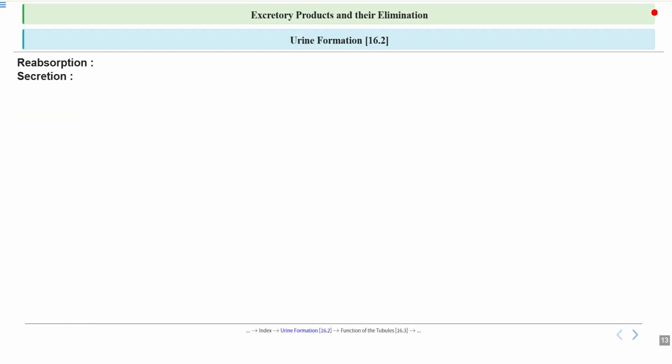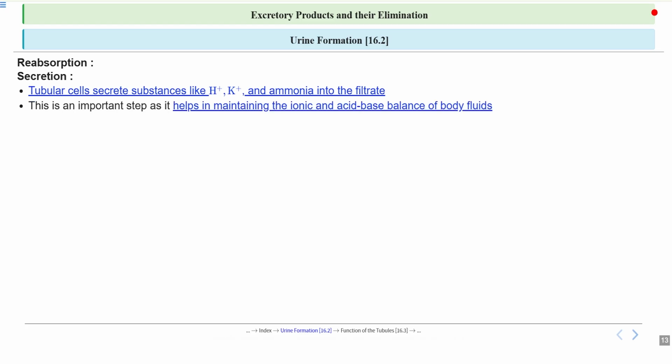So let's introduce the process of secretion. After reabsorption, secretion is the next key part in urine formation. You can think of it as the body's way of making sure that any leftover or excess substances are actively removed from the blood. Now, tubular cells in the nephron secrete substances like hydrogen ions, potassium ions, and ammonia into the filtrate. This is like a final sweep, ensuring that anything potentially harmful or in excess is sent out of the body. This secretion step is crucial because it helps maintain the ionic and acid-base balance of our body fluids.